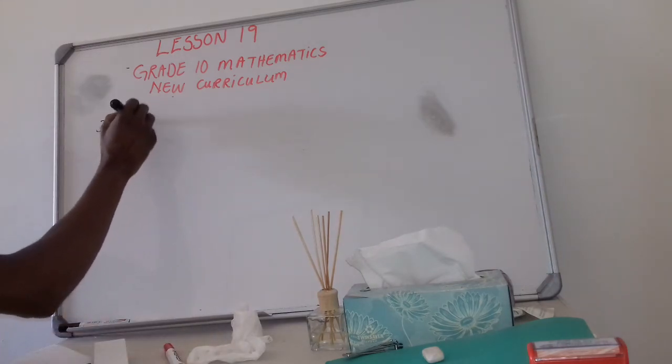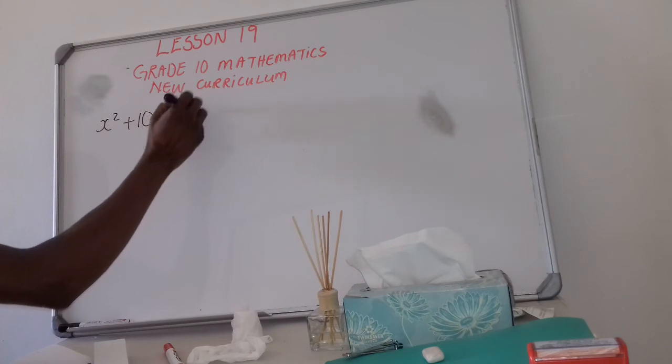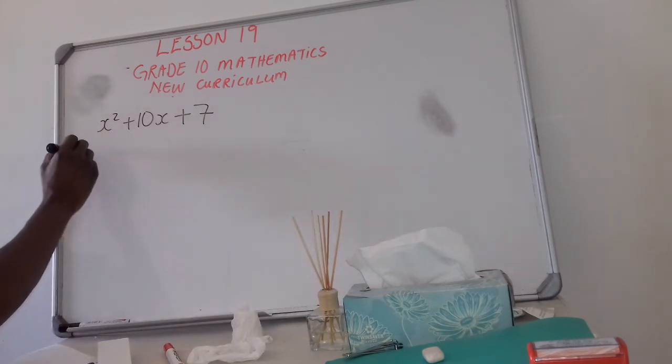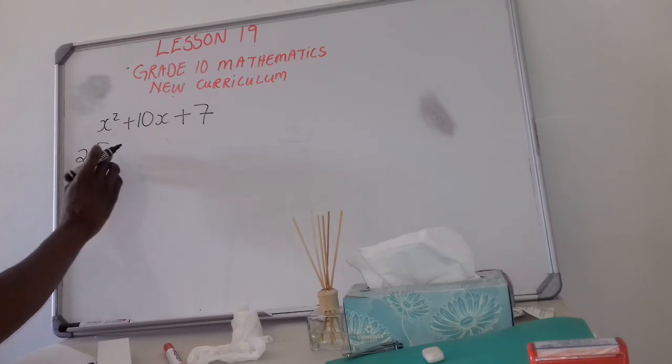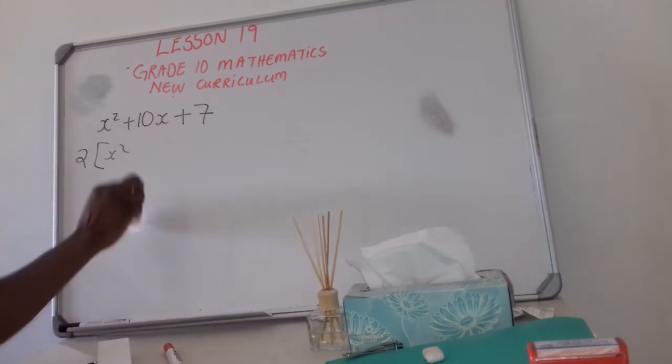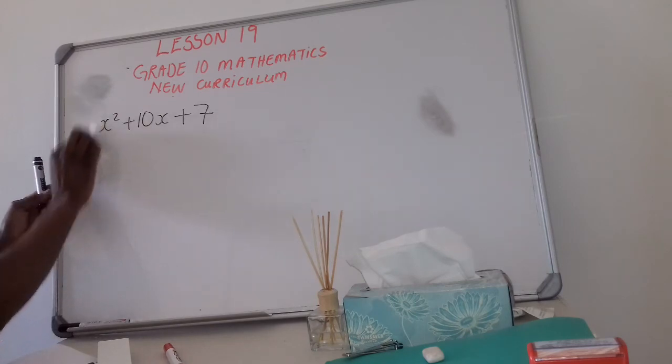The shorter method requires you to remember these steps. Step number 1, make sure that there is a 1 here. If this is not 1, make sure that you factor it out. So if there was a 2, you are going to factor it out and have x squared with a 1 here. So that is step number 1. You make sure that A is equal to 1.